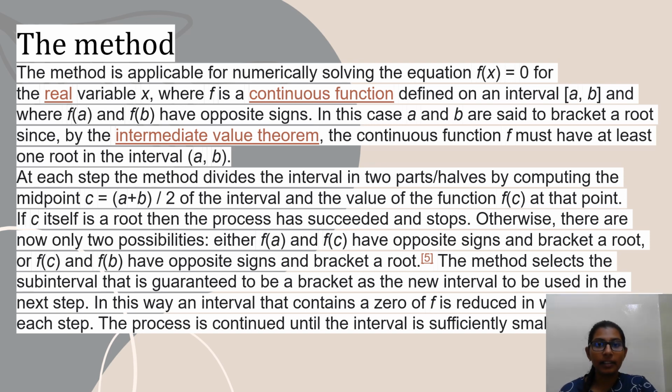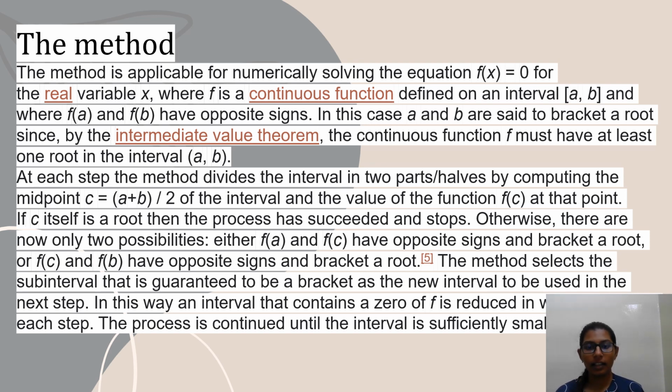At each step, the method divides the interval in two parts by computing the midpoint c equal to a plus b divided by 2 of the interval and the value of the function f of c at that point. If c itself is a root, then the process has succeeded and stops. Otherwise, there are now only two possibilities: either f of a and f of c have opposite signs and bracket a root, or f of c and f of b have opposite signs and bracket a root.